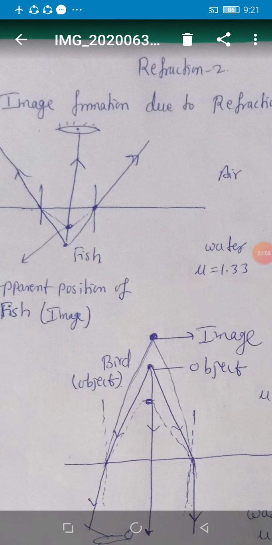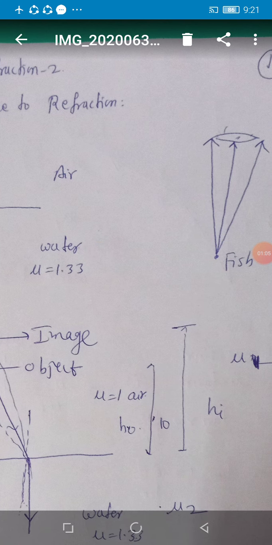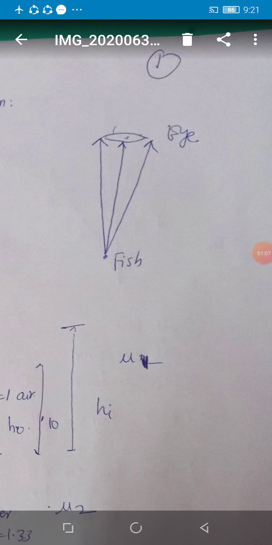Now student, suppose the water is not there. Then what is the case? Here I have drawn the figure. The eye will see directly like this. The rays will go from the fish to the eye, and the eye will see the image as in daily life. But student, in this case the water is there. The ray will not reach like this as shown in the figure. The ray will refract. Here student, see.